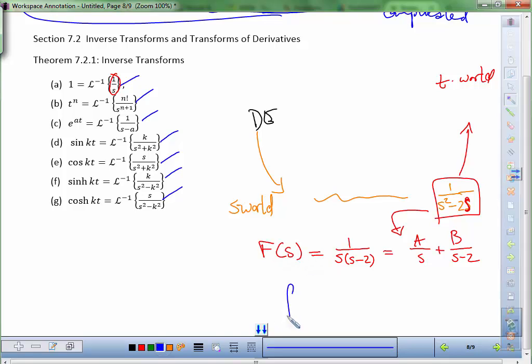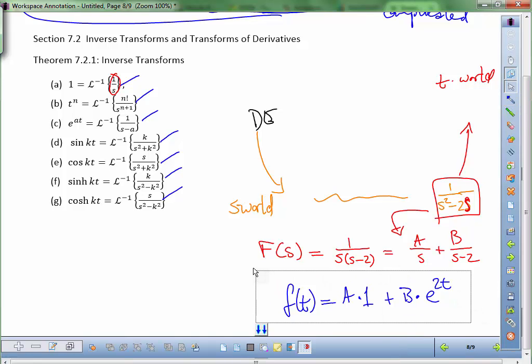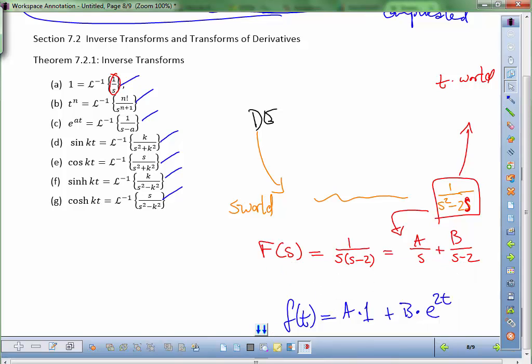So back into the real world, I'm going to get A times the transform of 1 over S, which is 1, plus B times the transform of 1 over S minus 2, which is e to the 2t. 2t or negative 2t? Positive 2t. Not s, but t. I guess maybe I should take an extra step here.